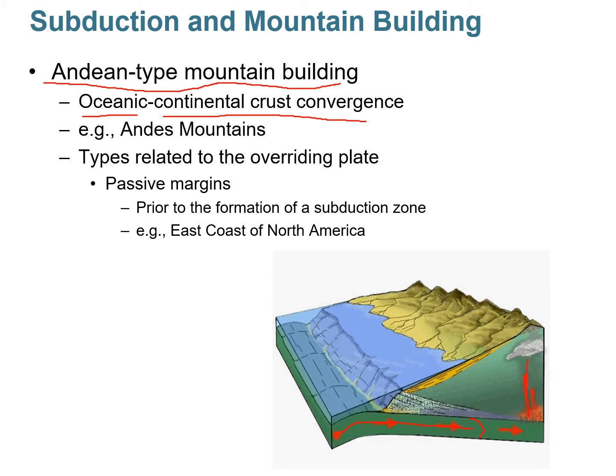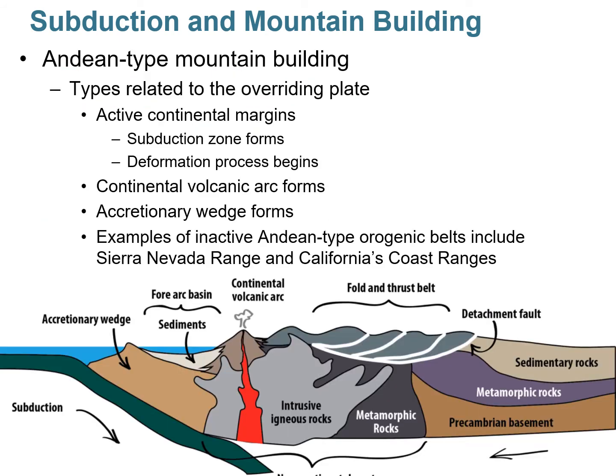The way this onsets is you start off with a passive margin where there is no subduction, and then you get the onset of subduction and then continual subduction for millions of years, and that thickens this overriding plate and also pushes these rocks upwards and compresses them. Okay, so here's the example.